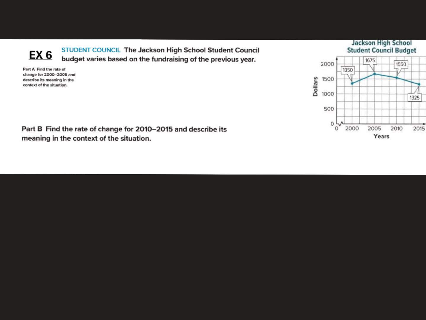Example 6. The Jackson High School Student Council budget varies based on the fundraising of the previous year. For part A, we're going to find the rate of change for 2000 to 2005 and describe its meaning in the context of the situation. So 2000 to 2005. What is my rate changing? So this is just a little bit different. As I look at this, I am doing the change in budget. That's our Y. The Y is the budget in dollars.